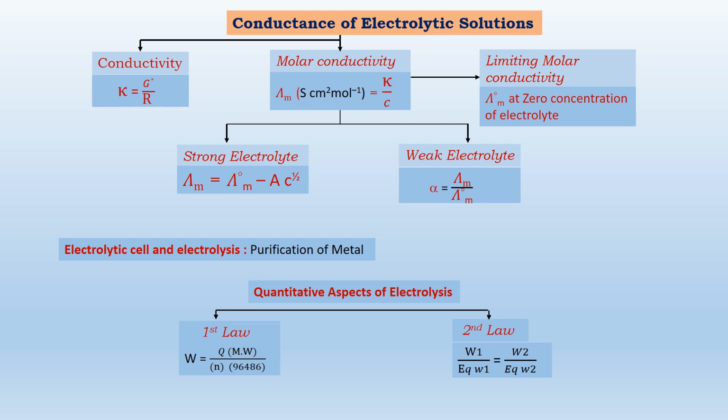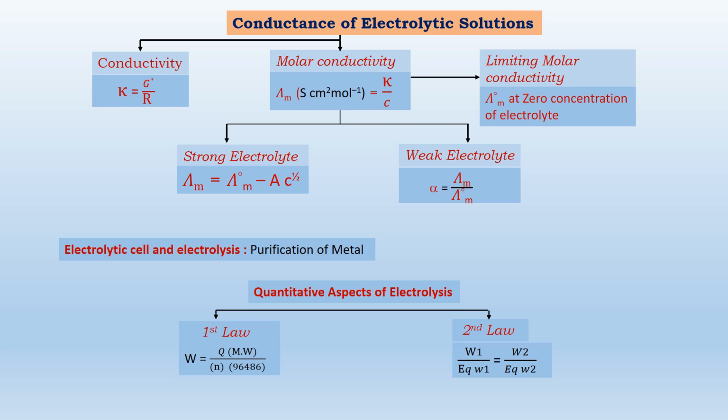And limiting molar conductivity. What is limiting molar conductivity? Limiting molar conductivity is lambda naught m at zero concentration of electrolyte. For a strong electrolyte, you will extrapolate it and find the limiting molar conductivity, which is a straight line equation. Whereas for a weak electrolyte, you can determine the limiting molar conductivity using the degree of dissociation, right?